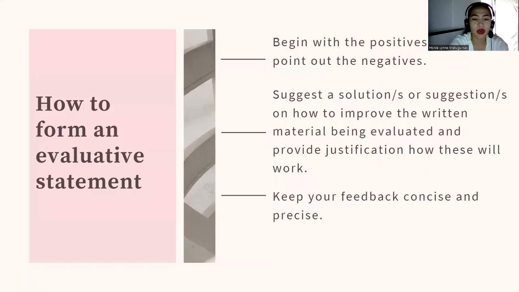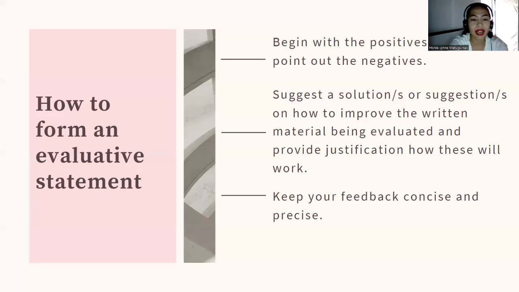So, how are you going to form evaluative statements? It's very simple. Just remember the following pointers. First is begin with the positives before you point out the negatives. Remember that your evaluative statement should be factual, substantial, and unbiased. So, when giving your negative feedback, it should not sound insulting on the part of the person being evaluated. Next, suggest solutions on how to improve the written material being evaluated and provide justification for how these will work. So don't just criticize, make sure you give suggestions on how to make it better.